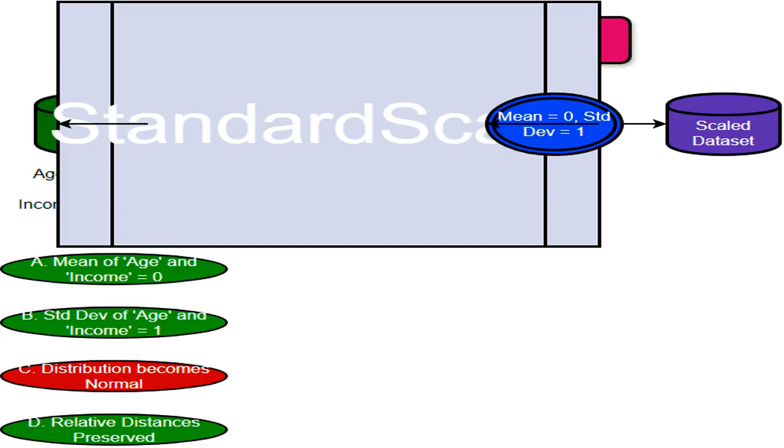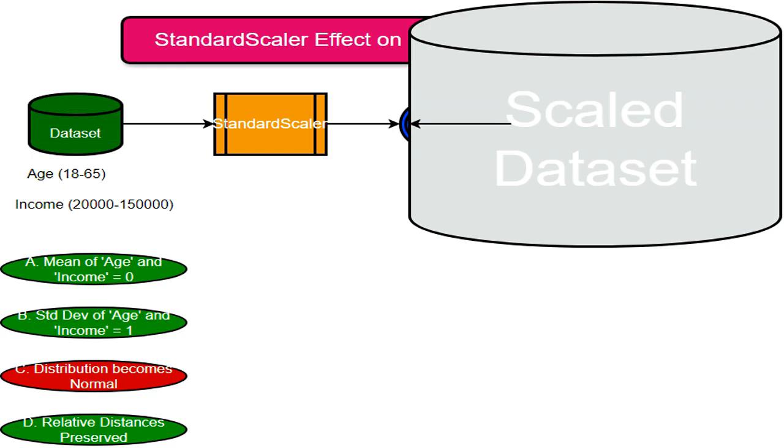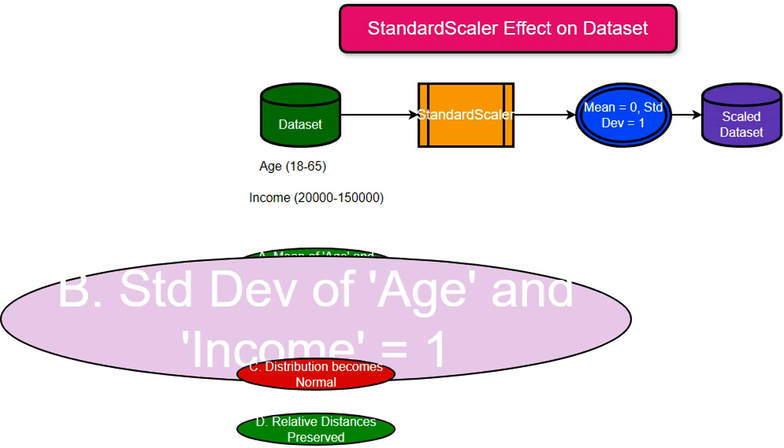I'll use the StandardScaler from scikit-learn to preprocess the data. This is a technique that standardizes the data. StandardScaler transforms the data so that each feature has a mean, average, of 0 and a standard deviation, spread, of 1. After applying StandardScaler, the average of both age and income will be 0. This is true. After applying StandardScaler, the spread, standard deviation, of both age and income will be 1.